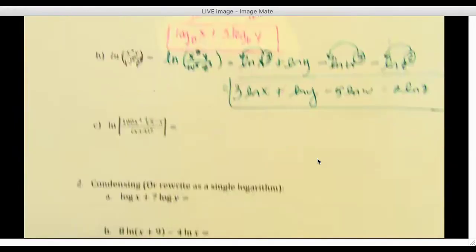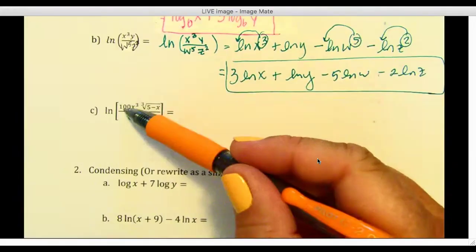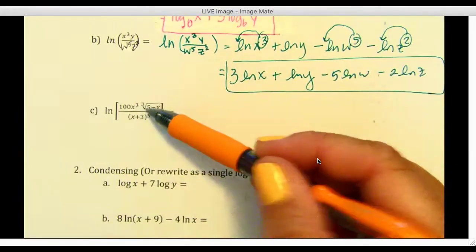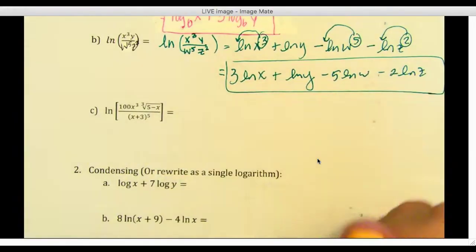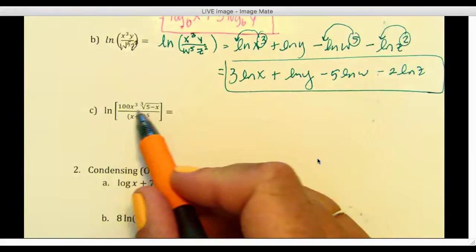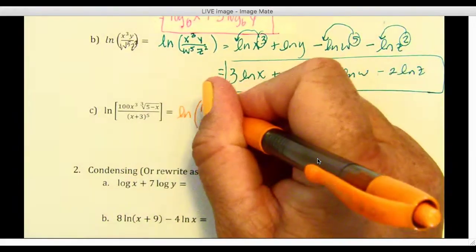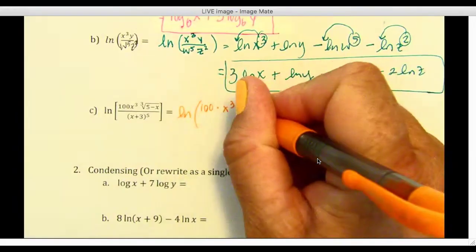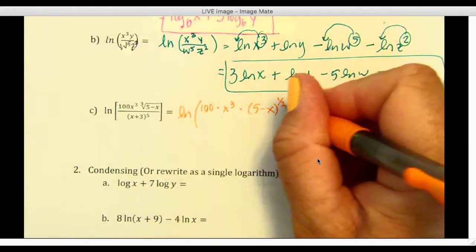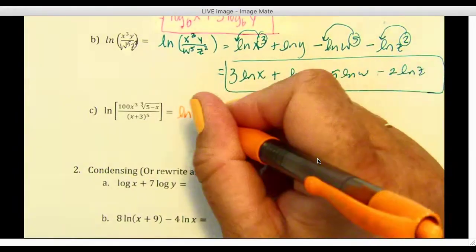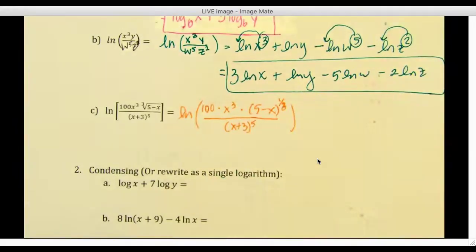And this last one here, we have natural log of all of these terms here. I have 100 times x cubed times the cube root of 5 minus x over x plus 3 to the 5th power. I'm going to rewrite this a little bit differently before I start expanding. I have 100 times x cubed times 5 minus x, and the cube root is the same thing as raising it to the 3rd power. And then I have x plus 3 to the 5th power on bottom.